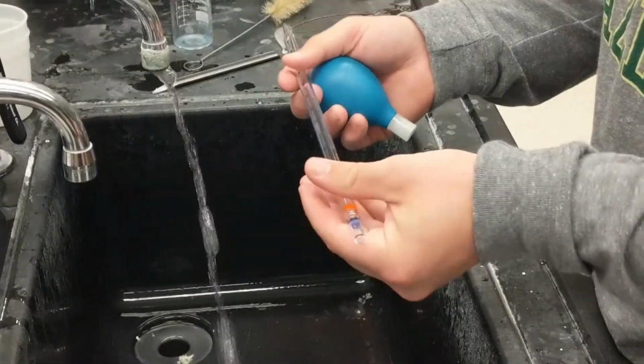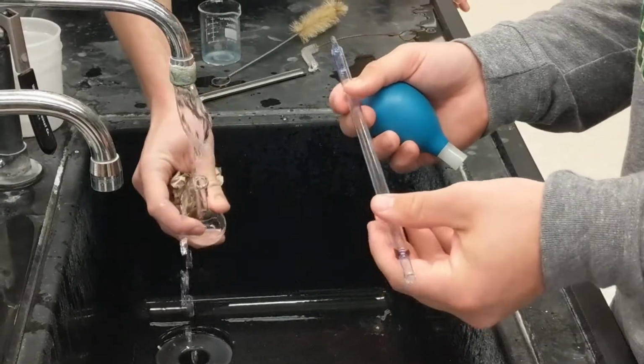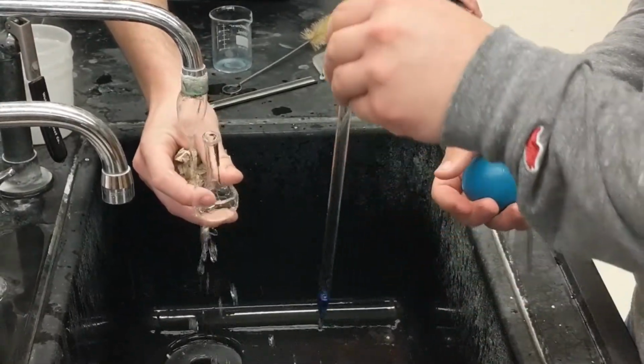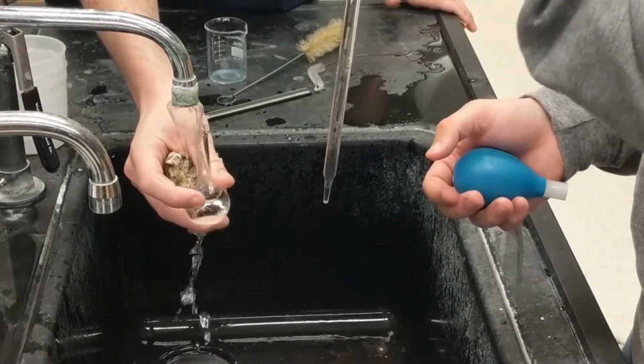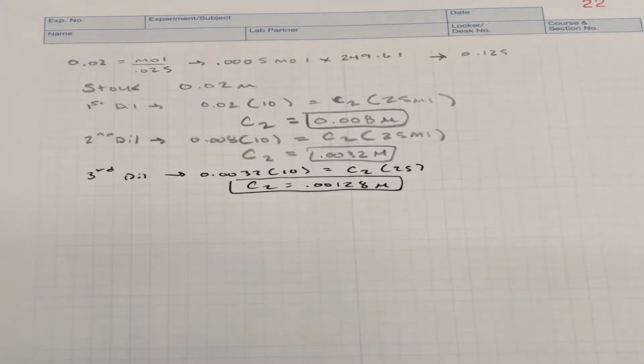Yeah. Be sure that before you begin making your dilutions, you prime your pipette. As you make each solution, be sure to write down your numbers and calculate your new concentration with the formula M1V1 equals M2V2. You should see that your concentration gets smaller and smaller each dilution.